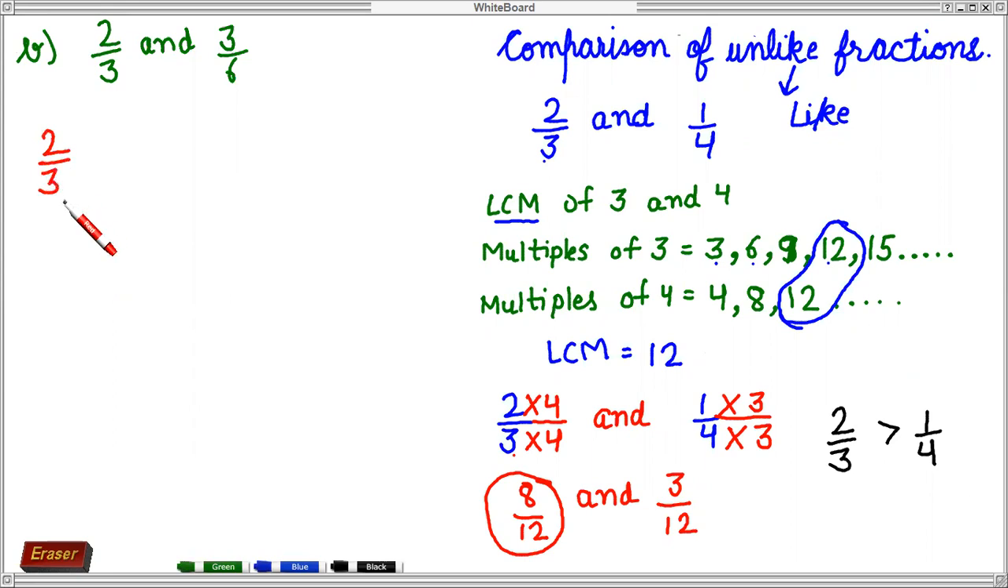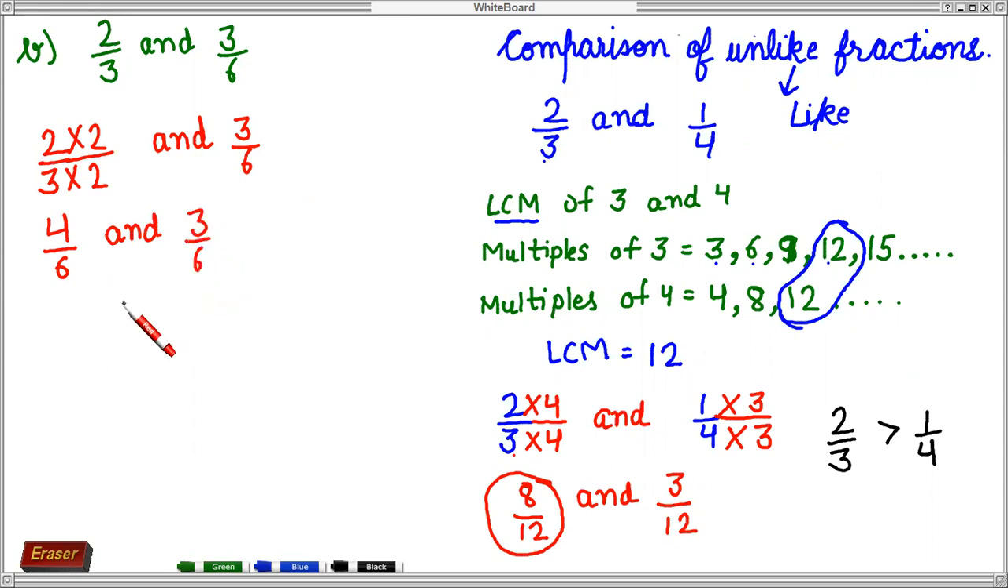Just multiply the first fraction by 2. It will become 6. If we are multiplying the denominator by any number, then we have to multiply the numerator also. Another fraction was 3 by 6. 2 times 2 is 4. 3 times 2 is 6. It was 3 by 6.